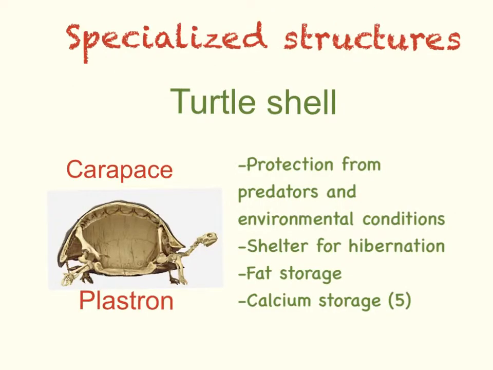Specialized structures are really important for the survival of all living things. And one such specialized structure that really helps turtles is the turtle shell. The turtle shell is made of two main parts. There's the top half, which is called the carapace, and the bottom half, which is the plastron.